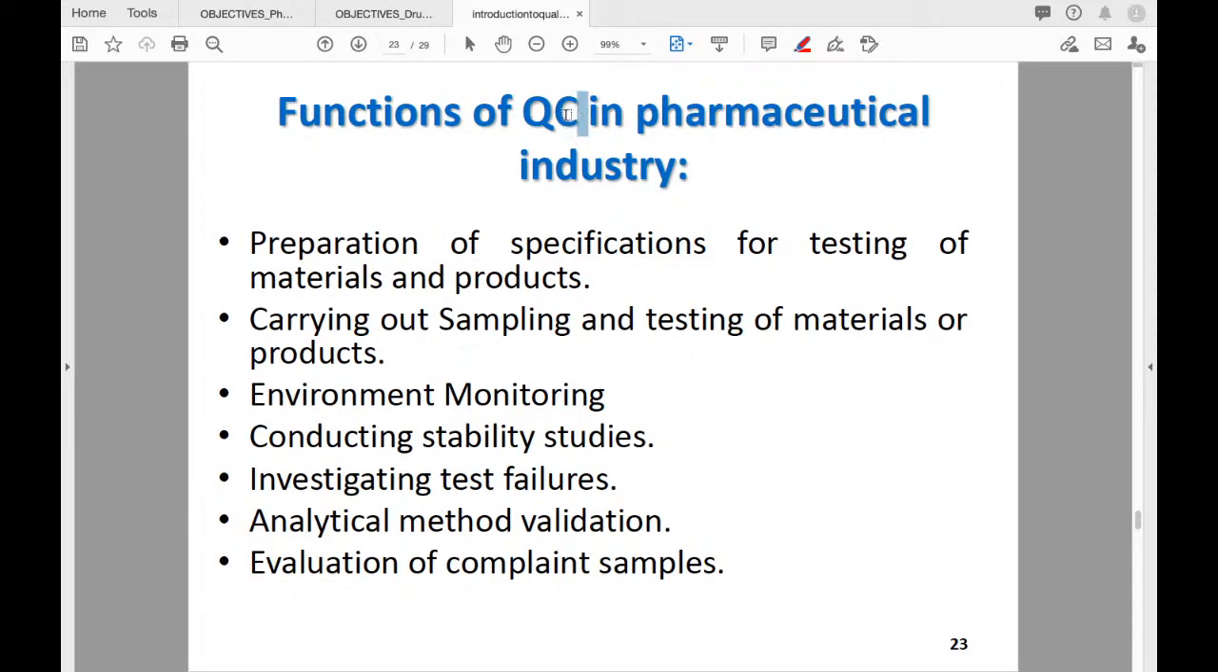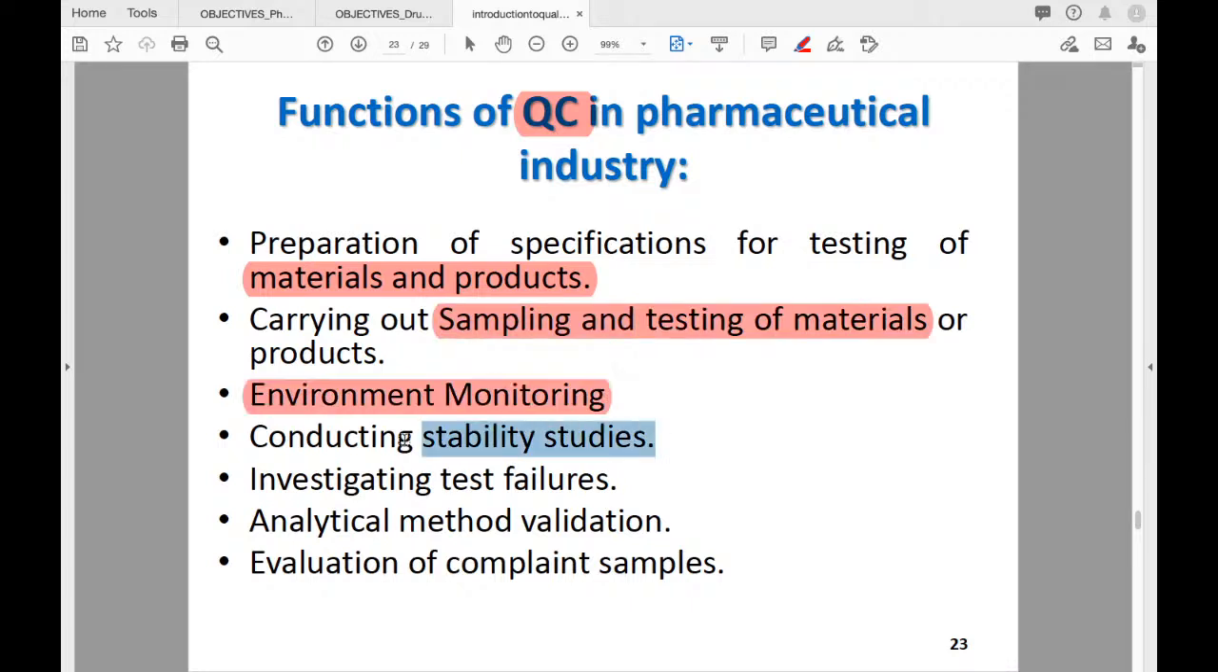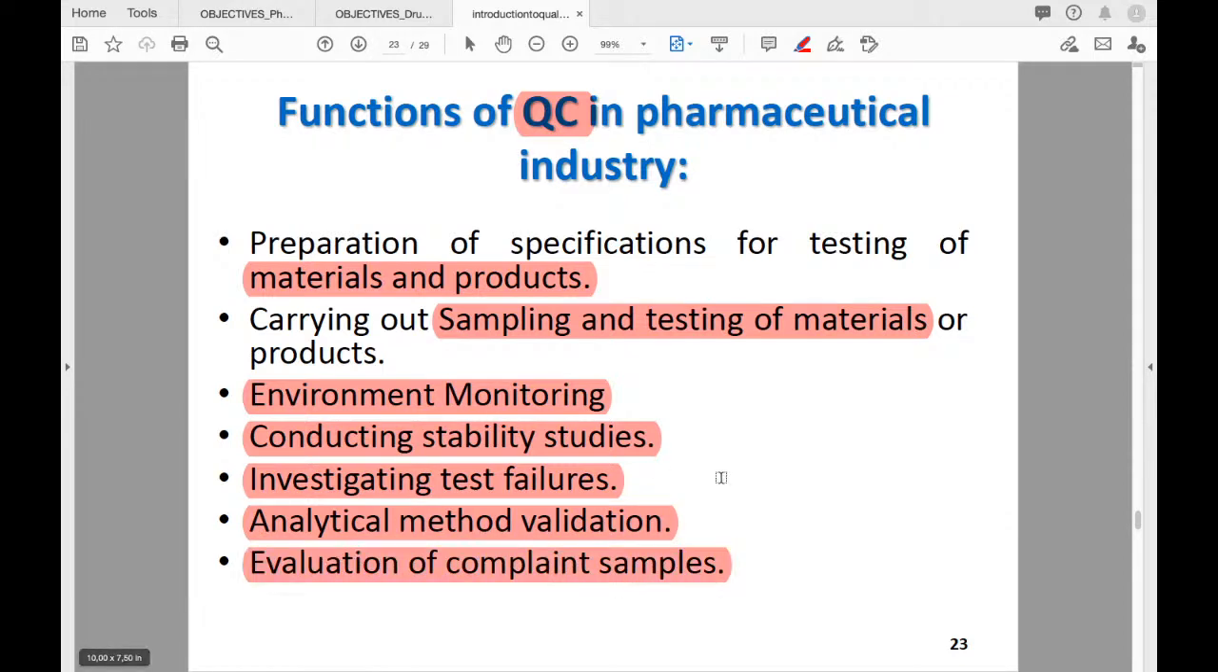So functions of quality control in the pharmaceutical industry. Preparation of specifications for testing of materials and products, carrying out sampling and testing of materials or products, environmental monitoring is taken care of in that, stability studies that you're conducting. If any failures are coming, you have to investigate them. Analytical method validation, and evaluation of complaint samples. So we have to evaluate any complaints that are happening or anything that is required to be done. So you have to maintain that.